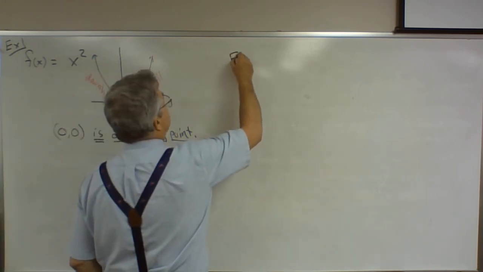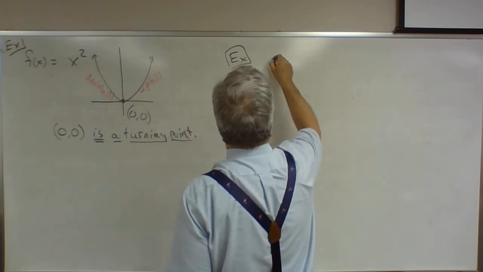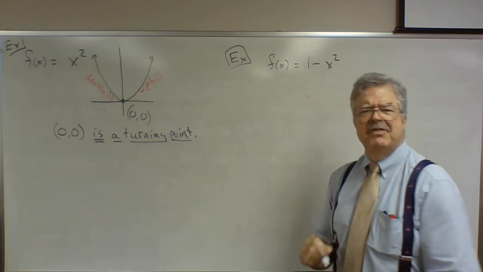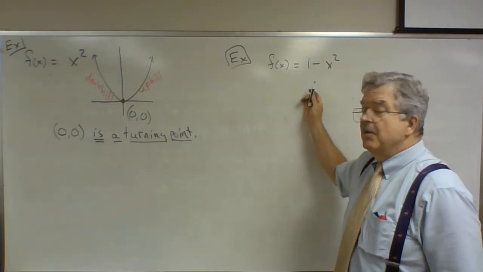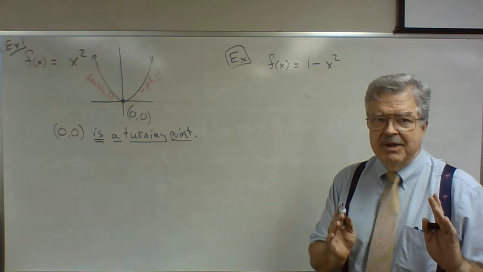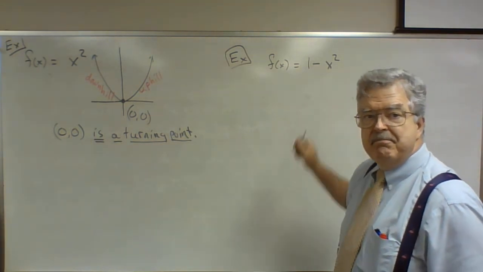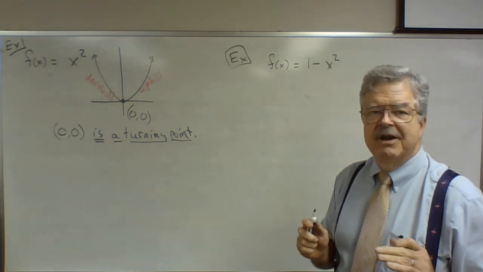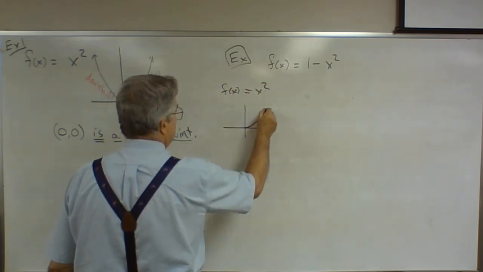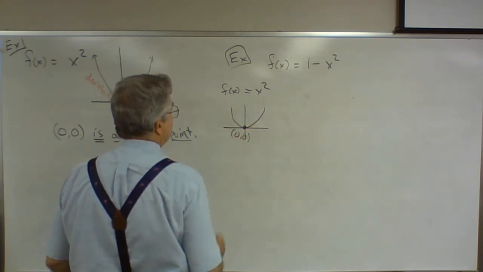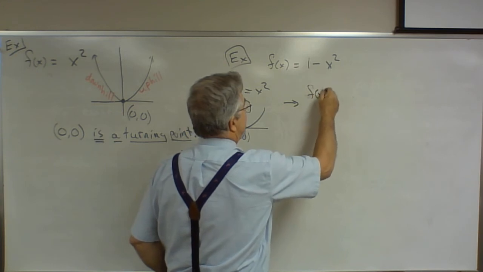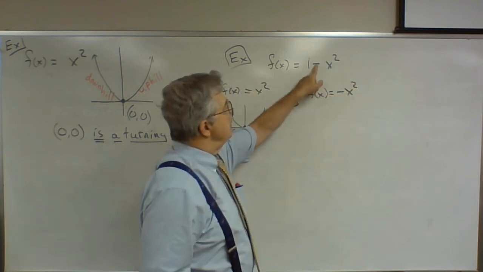Another example. F of x equals 1 minus x squared. Now, what does that look like? We may know what this looks like, we may not. So let's just do this the way we've been doing it, okay? The first thing we'll look at is the basic function x squared that's in our repertoire. F of x equals x squared. 0, 0. This is what x squared looks like. Now, I'm going to modify that by multiplying by -1.